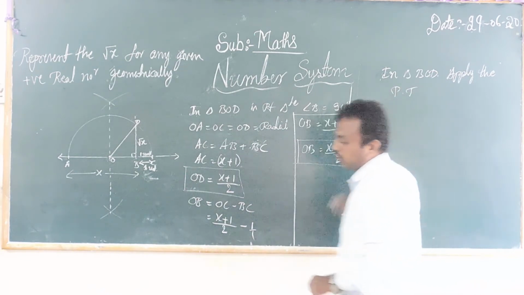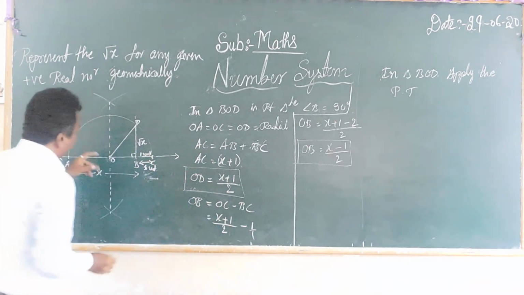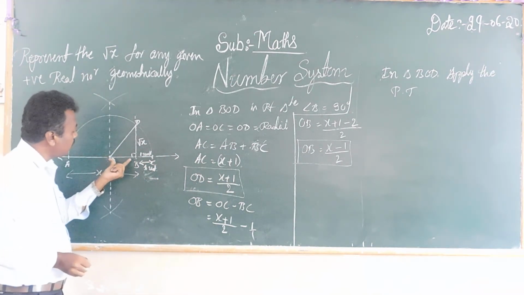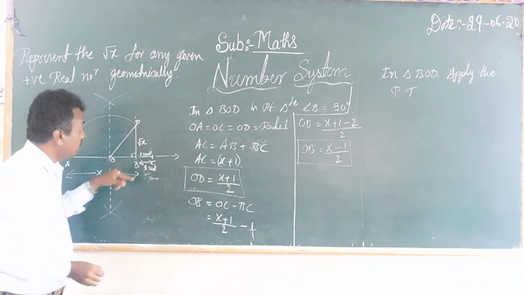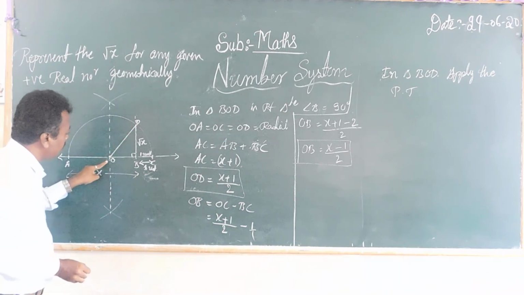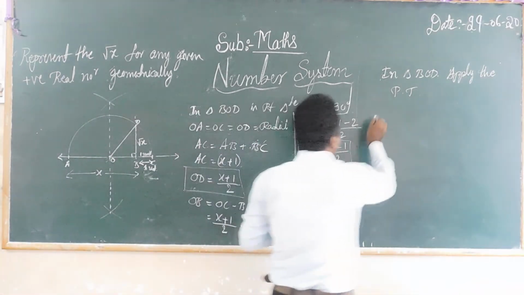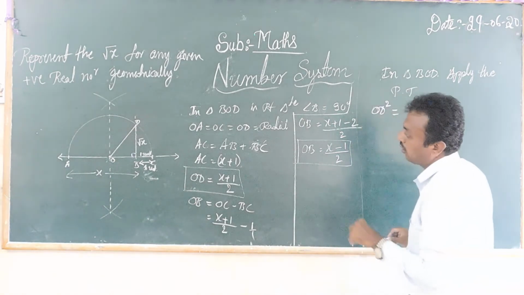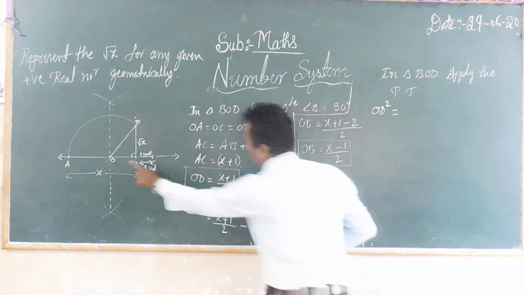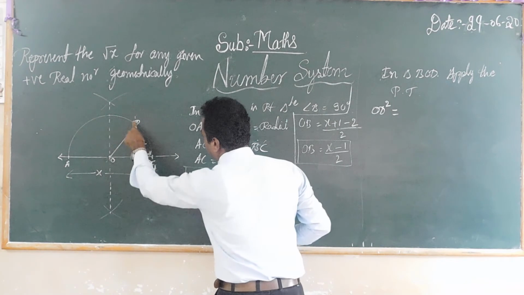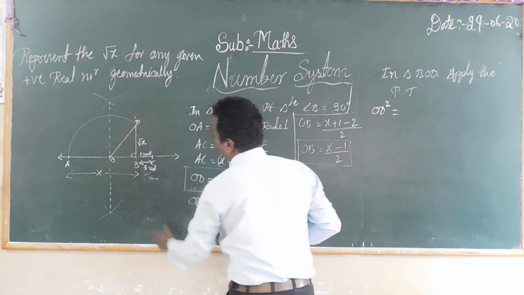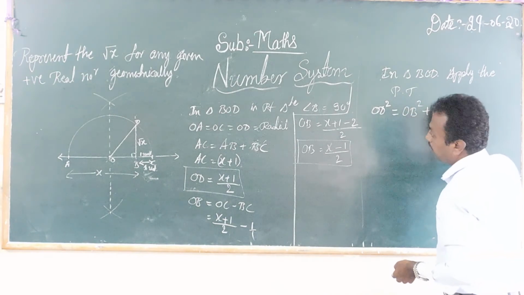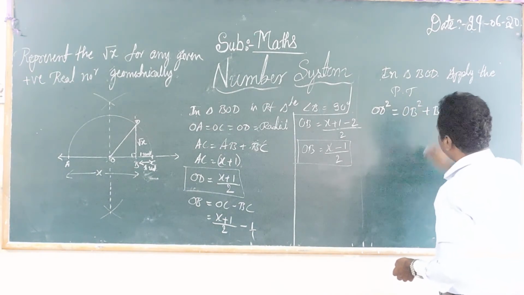So we know the Pythagoras theorem from last year. What is the Pythagoras theorem? In a right angle triangle, the square of the hypotenuse is equal to the sum of the squares of the other two sides of the triangle. So what is the hypotenuse here? OD. So we have to square it. OD square is equal to the other two sides, OB and BD. We have to square these and sum them: OB square plus BD square.